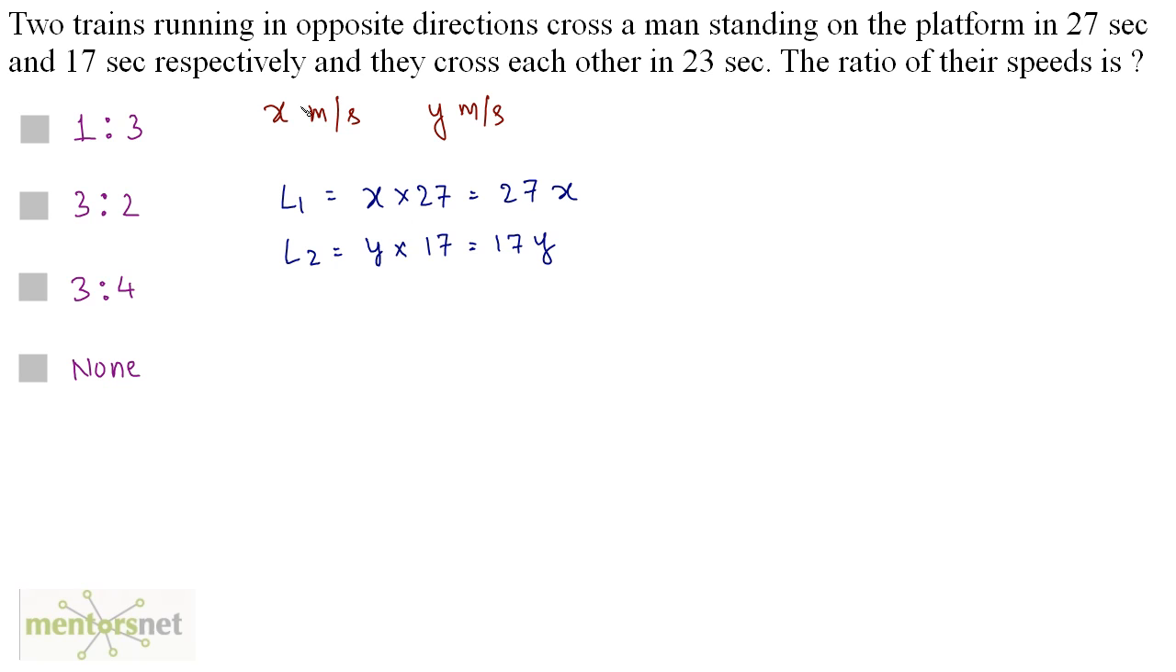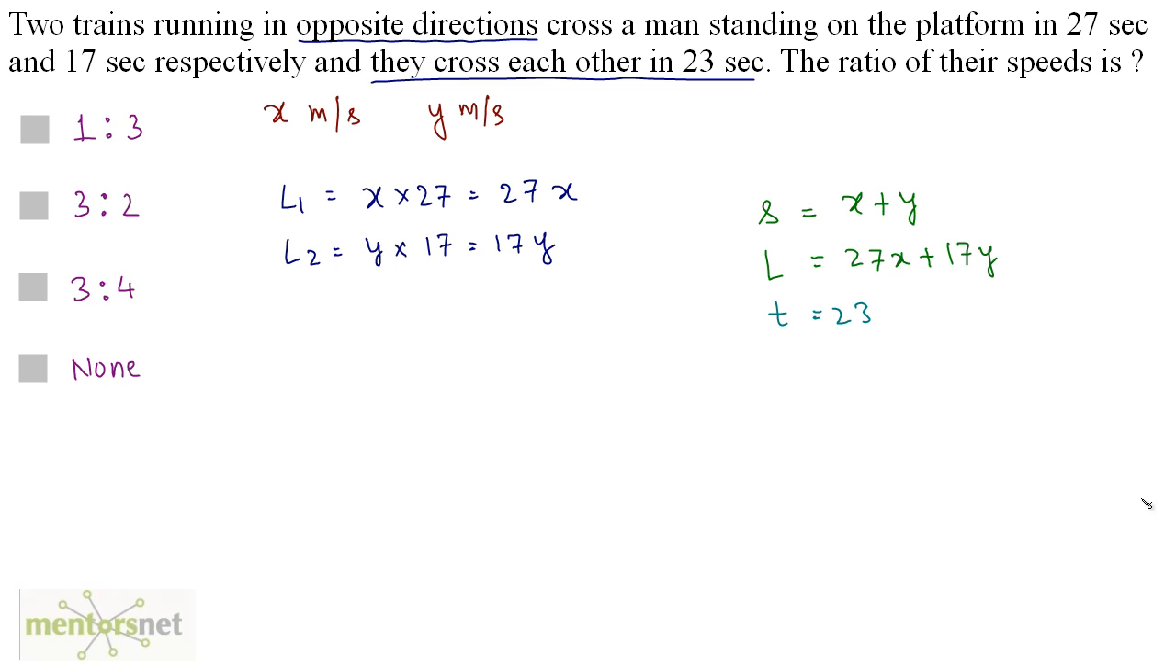Now we have also been given that these trains cross each other in 23 seconds while traveling in opposite directions. Now as these trains are traveling in opposite directions, we can calculate the relative speed. So the relative speed is equal to the addition of the speeds, which is x plus y, and the relative distance is actually the addition of the lengths of the trains, which is 27x plus 17y. And we have been given the time, and the time to cross each other is 23 seconds.